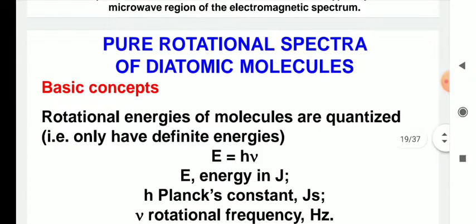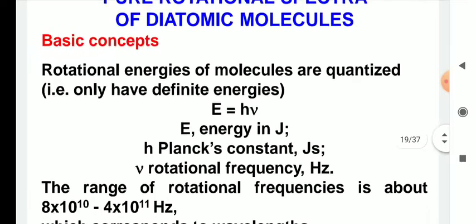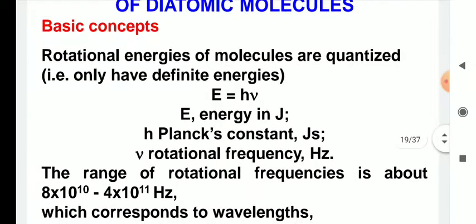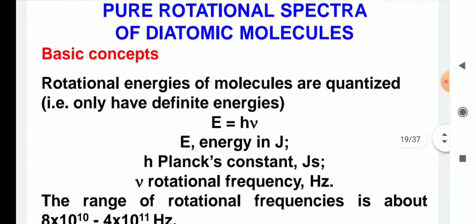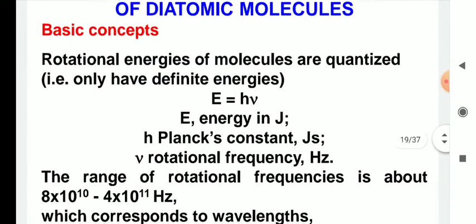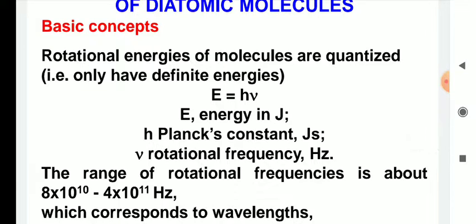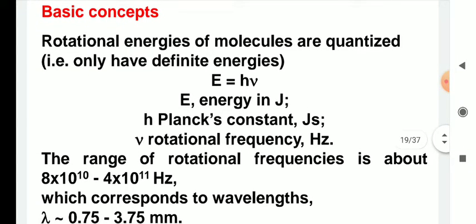So we shall discuss the pure rotational spectra of a diatomic molecule, which is the simplest case. Instead of taking polyatomic molecules, we shall discuss a diatomic molecule, which simplifies the energy of the molecule due to rotation. The basic concept is that the rotational energy of a molecule is quantized.